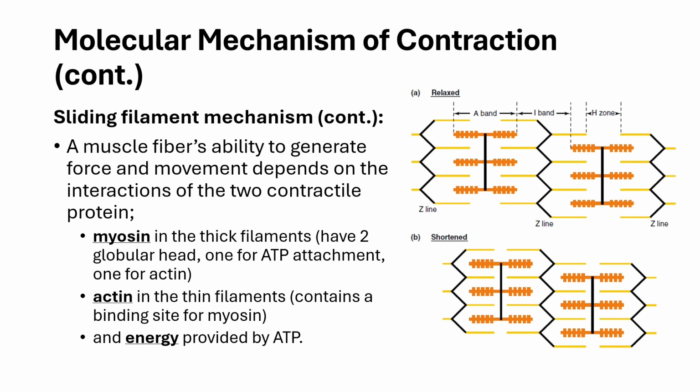In the relaxed state, each zone is visible and the Z lines are further apart. Myosin heads are not bound to actin. In the contracted state, as you can see, the Z lines move closer as the myosin heads pull the actin filaments inwards, and the sarcomere shortens, but the lengths of the filaments themselves remain unchanged. The energy-driven movement is provided by ATP.